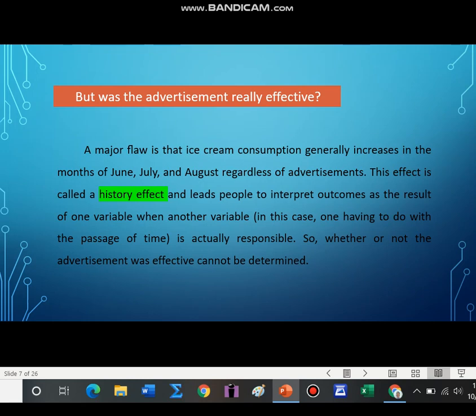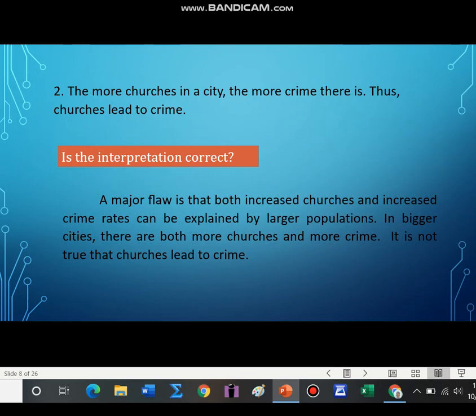A major flaw is that ice cream consumption generally increases in the months of June, July, and August, regardless of advertisements. This effect is called a history effect and leads people to interpret outcomes as the result of one variable, when another variable, in this case one having to do with the passage of time, is actually responsible. So whether or not the advertisement was effective cannot be determined.